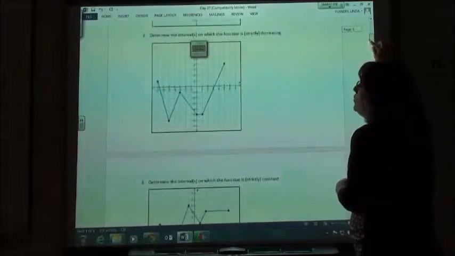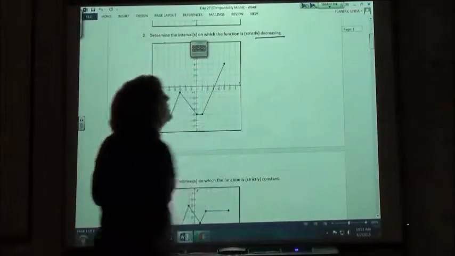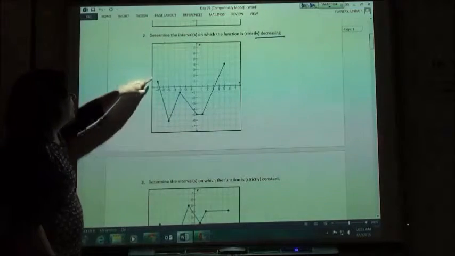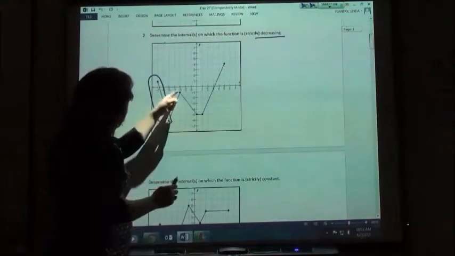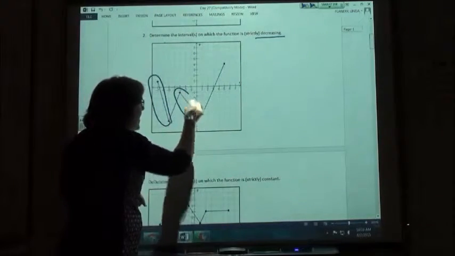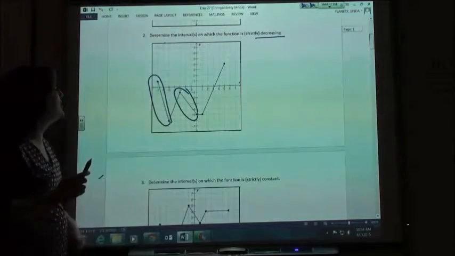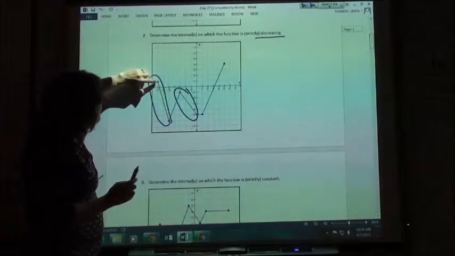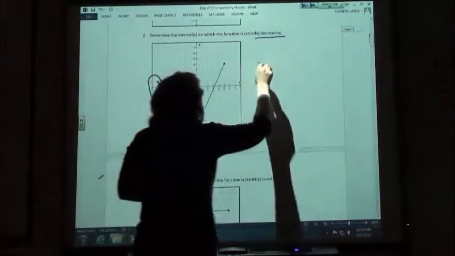If we look at number 2, number 2 says determine the intervals on which the function is decreasing. Where is it decreasing? Well, it's decreasing right here. Then it's increasing. Then it's decreasing again. Then it's constant. Then it's increasing. So I have two sections again. The x value of the endpoint. So from -7 to -5.